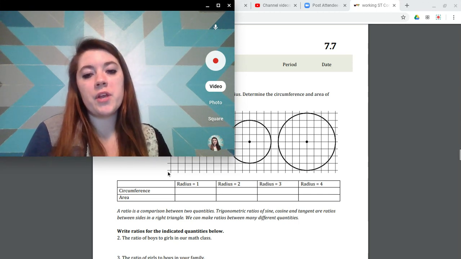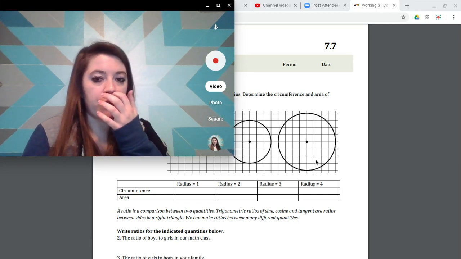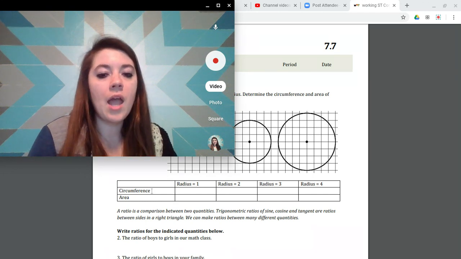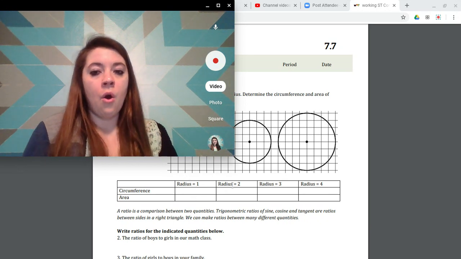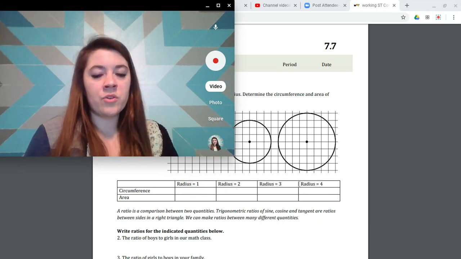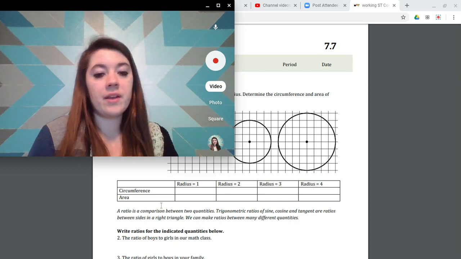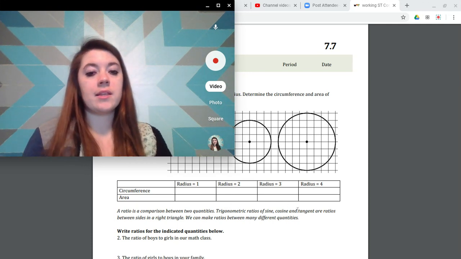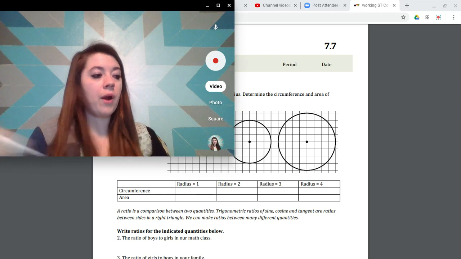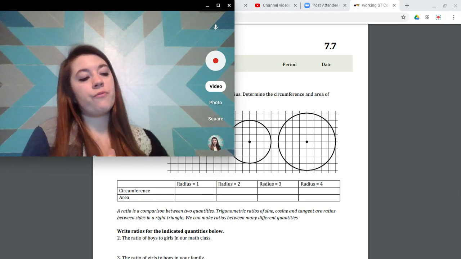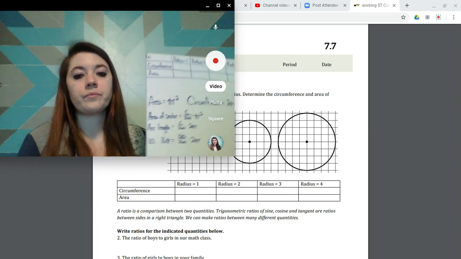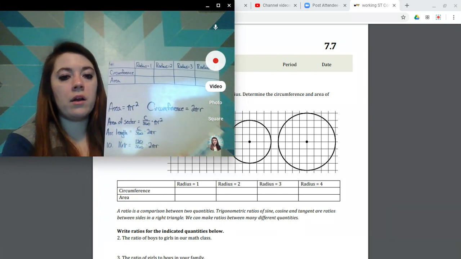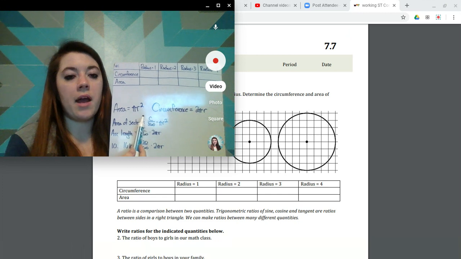So for this first part, you can kind of see it here. We've got the 4 different circles, and we are looking to find what the circumference is for each of them. So looking when the radius is 1, when the radius is 2, when the radius is 3, and 4. And then same thing, finding the area when it's 1, 2, 3, and 4. So remember, the formula for circumference is 2 pi r. The formula for area is pi r squared.